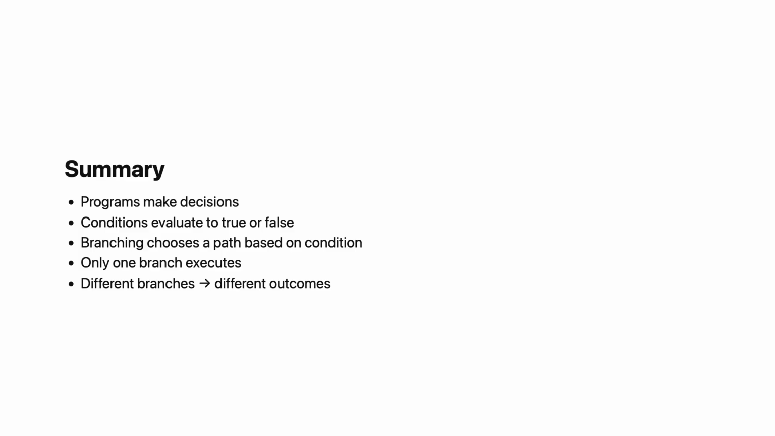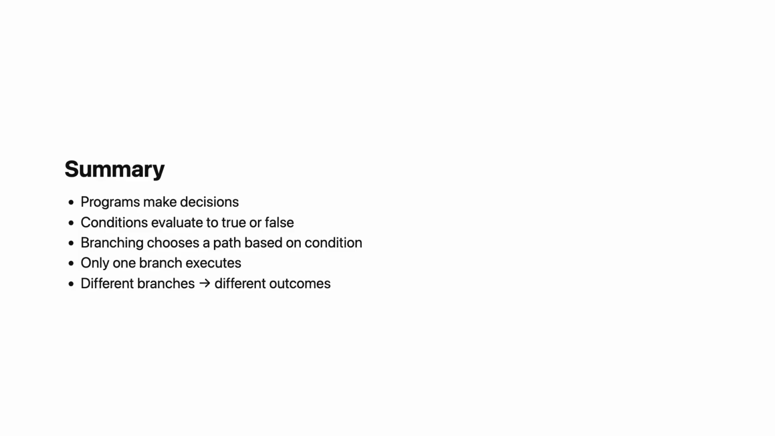Let us summarize. Programs can make decisions. They do not have to execute every instruction. They can choose between different paths. A condition is a question with two answers, true or false. Conditions are evaluated against the current state. Branching means choosing a path based on a condition. If the condition is true, take one path. If false, take another path. Only one branch executes. The other branches are skipped.